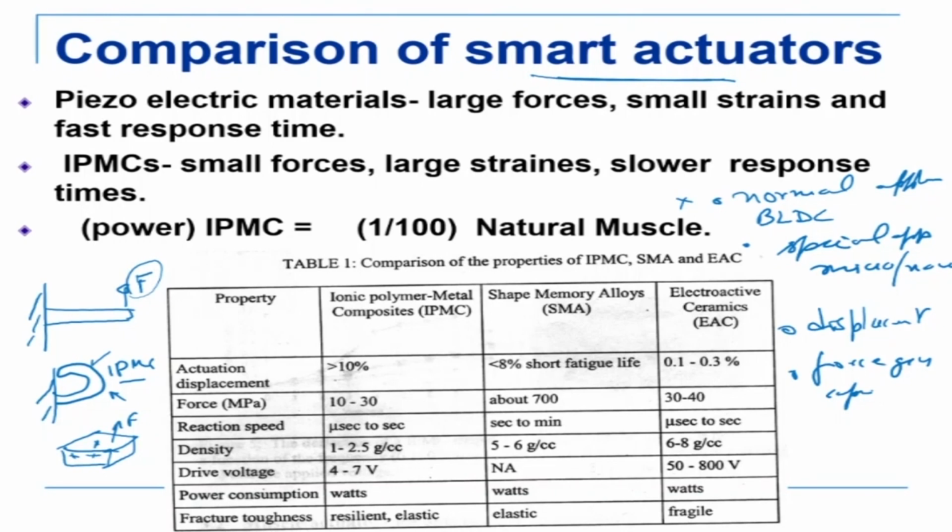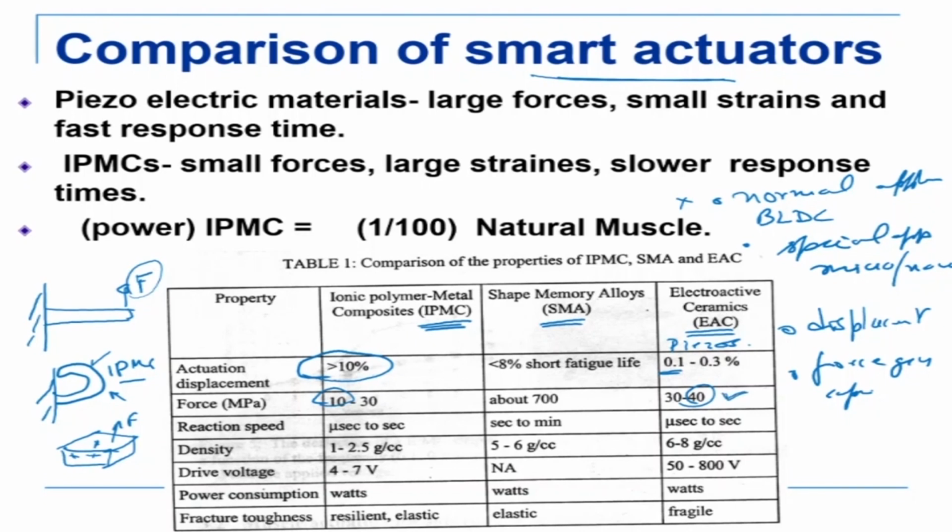So this is basically giving us a comparison of different smart actuators. For example, ionic polymer metal composite on this side, shape memory alloy here, and electroactive ceramic on the other side. So these are piezos. If you look at the actuation displacement, for electroactive polymer the displacement is very, very high, whereas for piezos it is only 0.1% of the size of the crystal. That means it hardly has any displacement, whereas force here is about 10 and here it is 40, which is much, much higher. So electroactive ceramics have high force but low displacement.